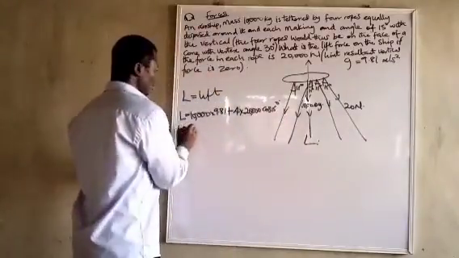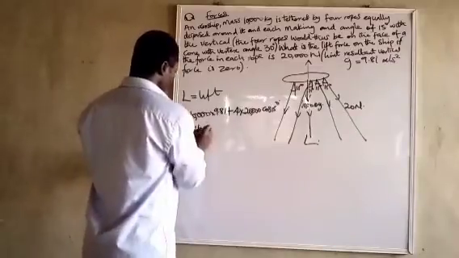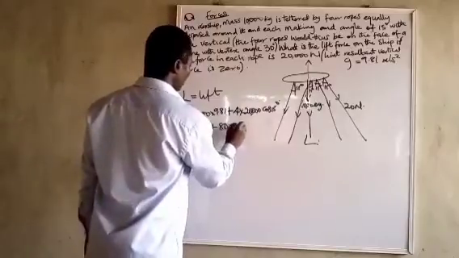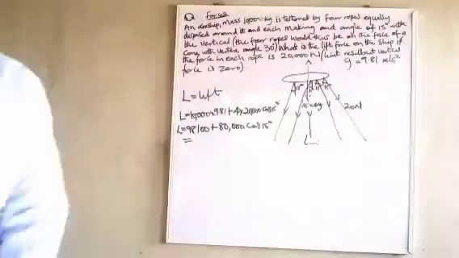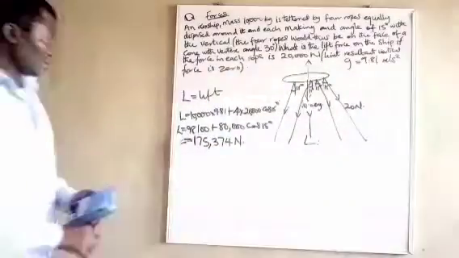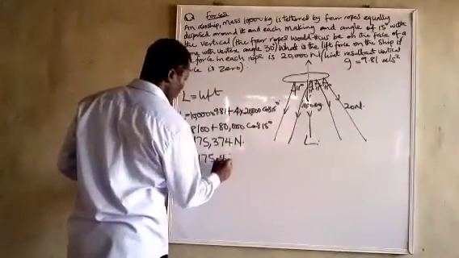So L will be equal to 98,100 plus 80,000 cos 15 degrees, and that will give us the answer: 175,374 Newton. You might say 175.4 kilonewton.